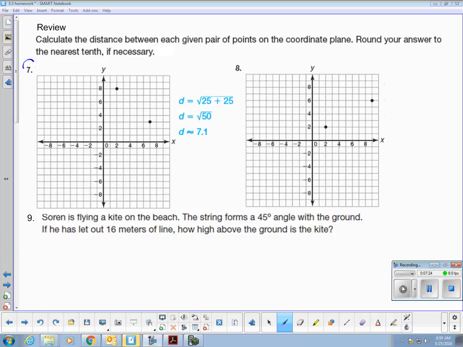Let's do number 8. We need to calculate the distance between each given pair of points on the coordinate plane and round my answer to the nearest 10. So I'm going to begin with number 8 by drawing a right triangle.